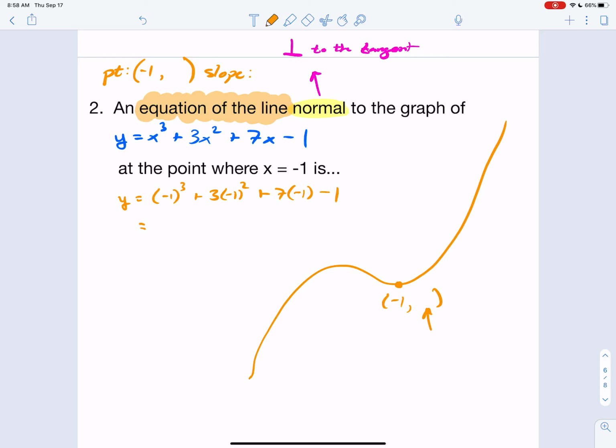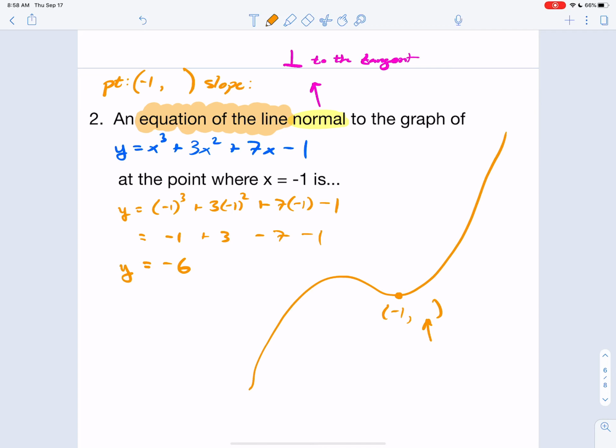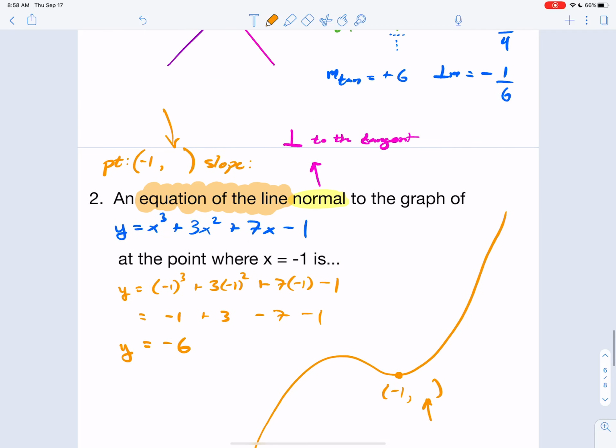A little bit of evaluating. Here we go. We get -1 plus 3 minus 7 minus 1. -1 plus 3 is +2, minus 7 is -5, minus 1 is -6. So what does that represent? That's our y-coordinate. We just found out that the y-coordinate is -6. So we're halfway there. All we're missing is a slope.